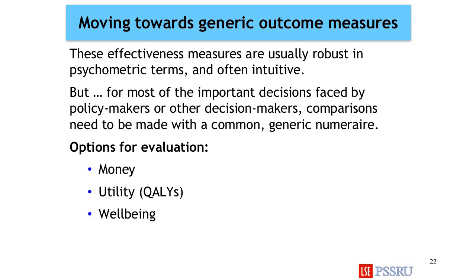Because what is a natural measure for a mental health intervention will not be a very sensible natural measure for a community program of some kind. Okay, so we need the generic measures, and the three that we've been talking about already, I'm just going to say a little bit more about each of them, are money, utility, in the QALY sense, and well-being.